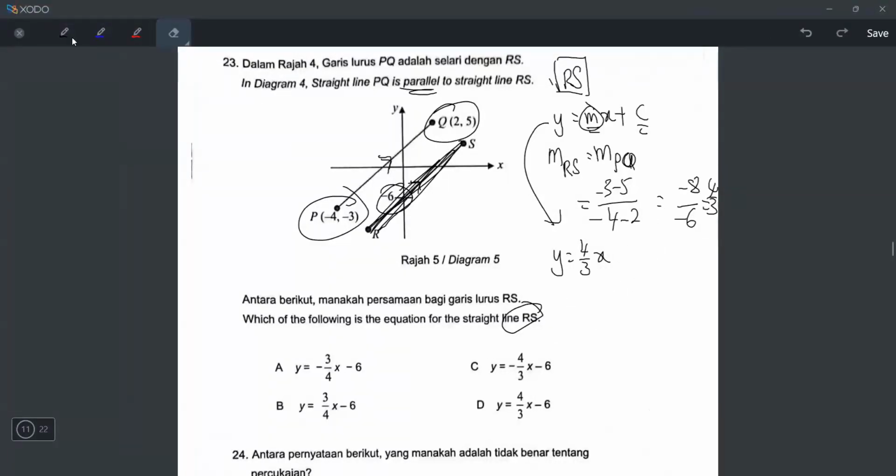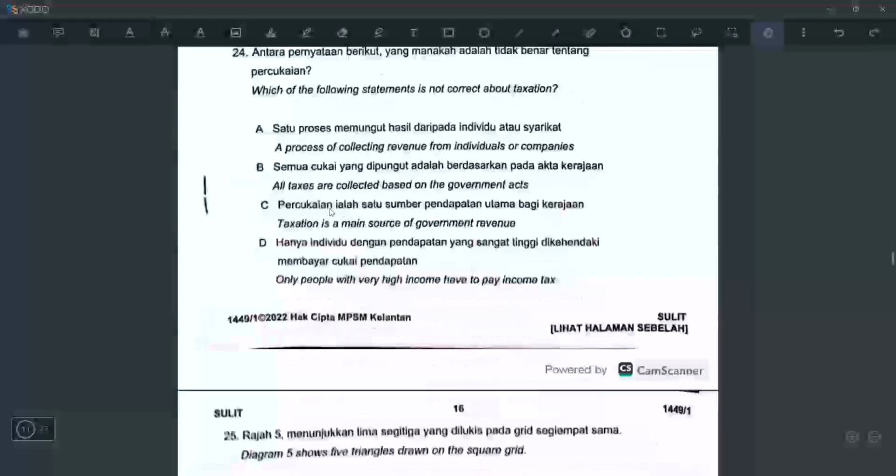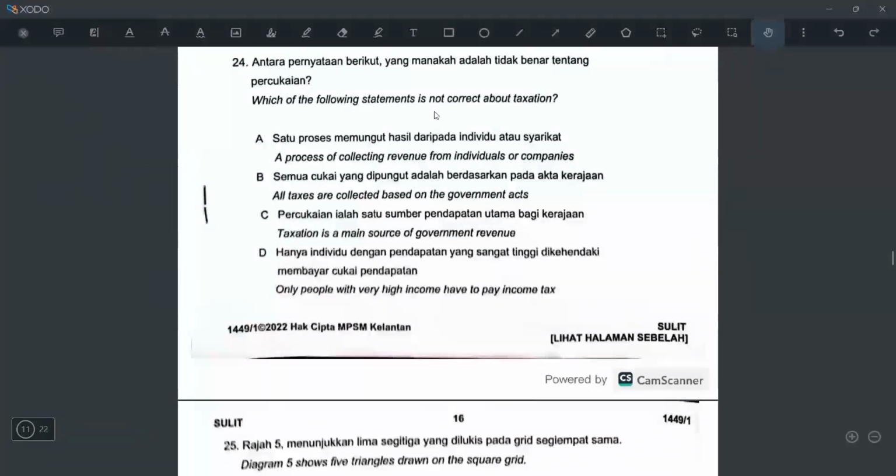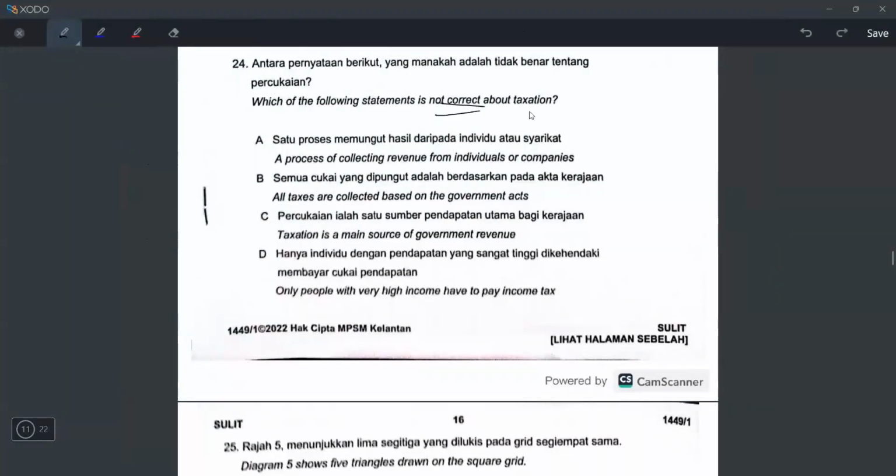Okay, sorry, -6. So the answer is not this one. I think it's D, right? Not this one, this one. So the answer is D. So 23 is D. Let's go to 24. Which of the following statements is not correct? So it's false about taxation.